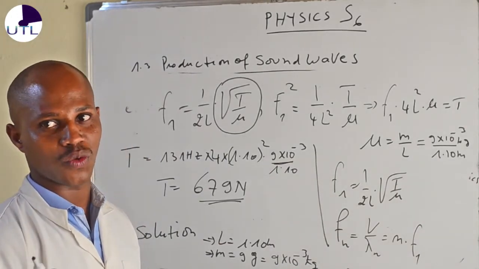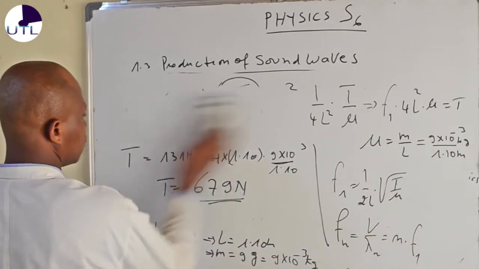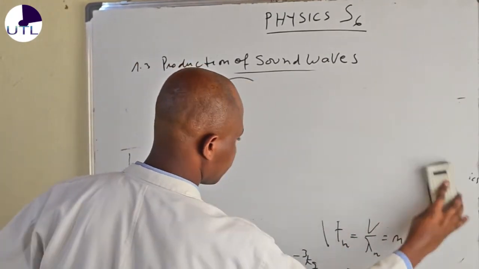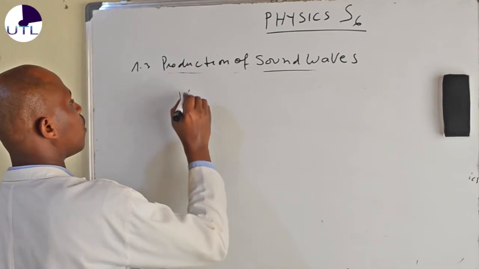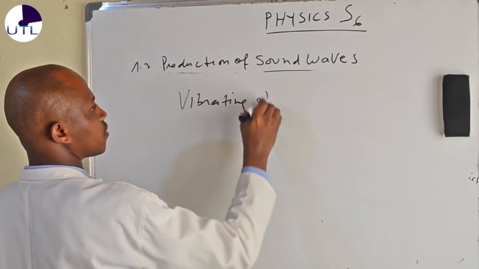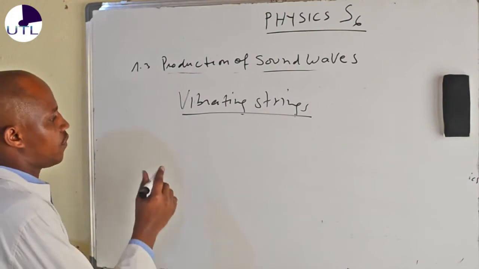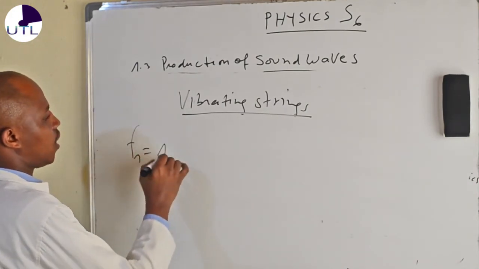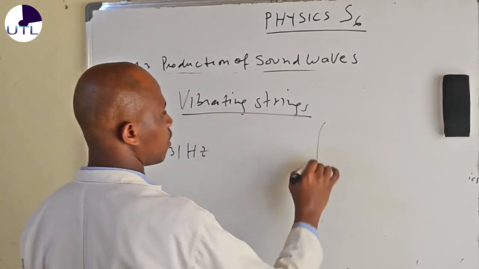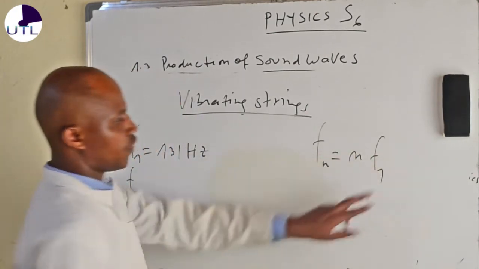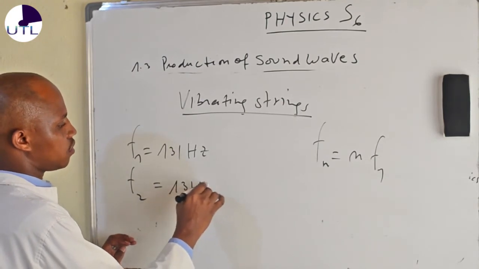Now let's go to the second question. They were asking, find the other harmonics. So just apply the formula. Remember we are on vibrating strings, one of the productions of sound waves. Now, F1 was equal to 131 hertz, okay? Now, what will be F2? We just use the formula. Fn is equal to n F1. So far we have F1. So the second harmonic, F2, will be equal to 131 hertz times 2.